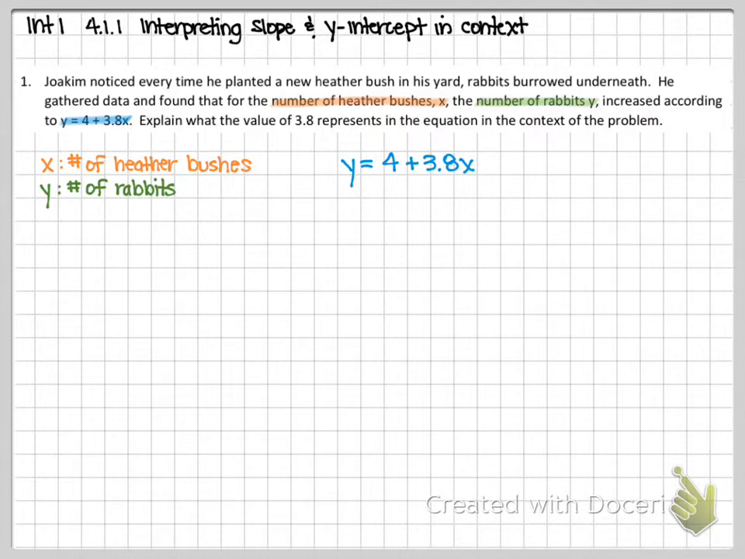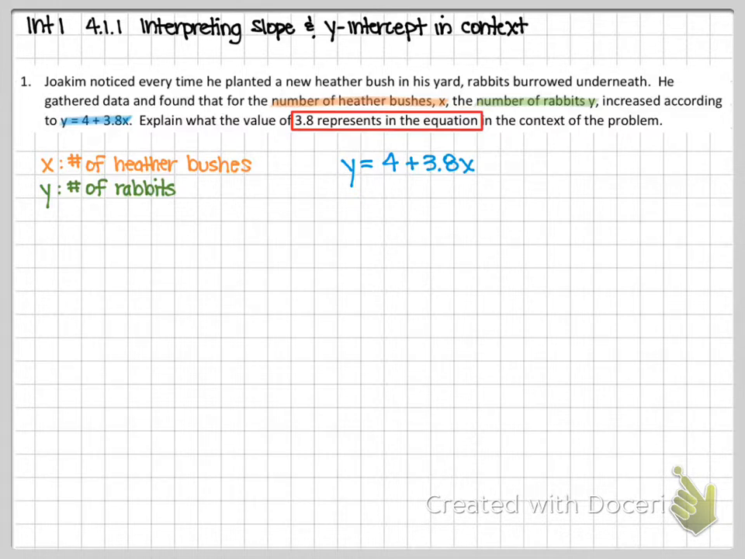Okay, so I think I've pulled all of the information out of it, but I have no idea what I'm supposed to do with it. So I do believe there's only one other thing that I need to determine, and that is, what do they want? If you take a look at the very last sentence, we're trying to figure out what 3.8 represents in the equation.